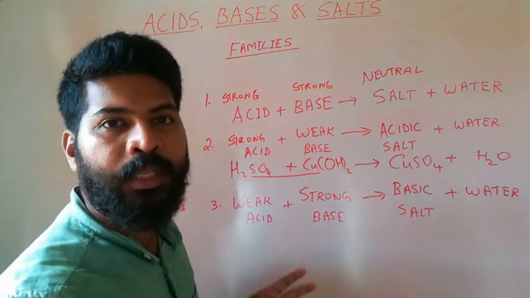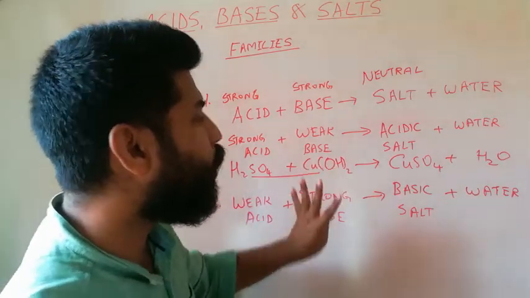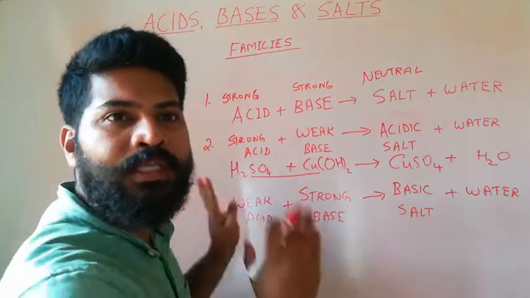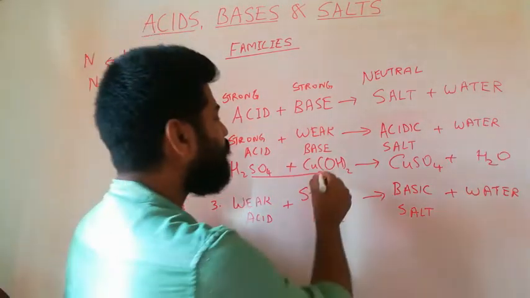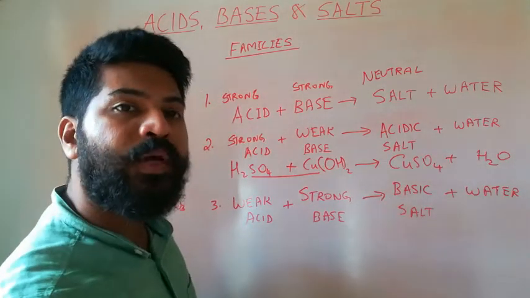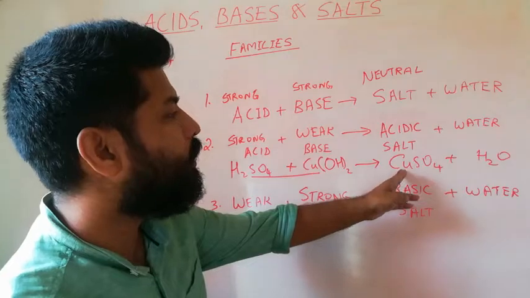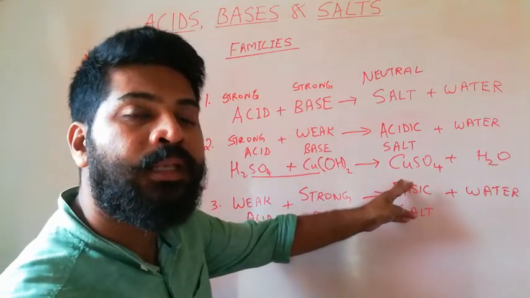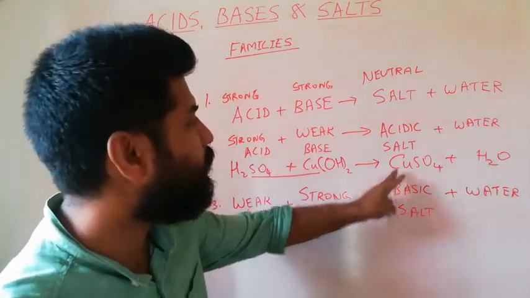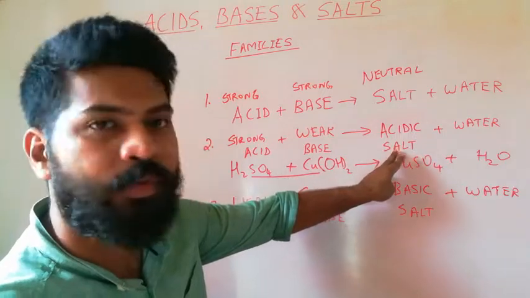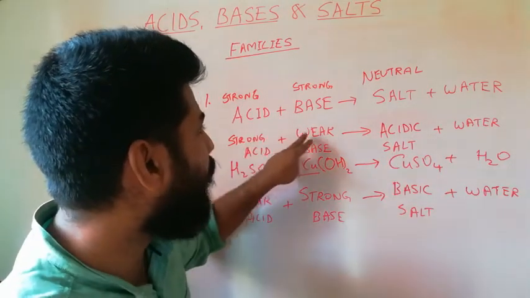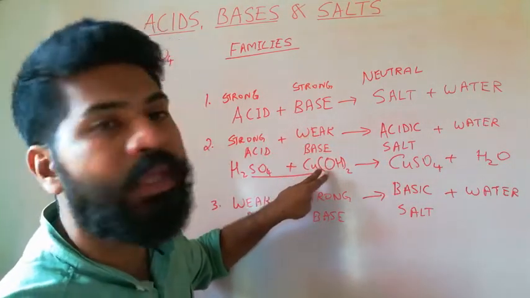So it's a very simple concept. By looking at the salt, you have to predict what is the acid and what is the base. In this case, if you make a copper sulfate solution and check with pH paper, it will have a pH less than 7 because it is an acidic salt, because the acid is strong and the base is weak.